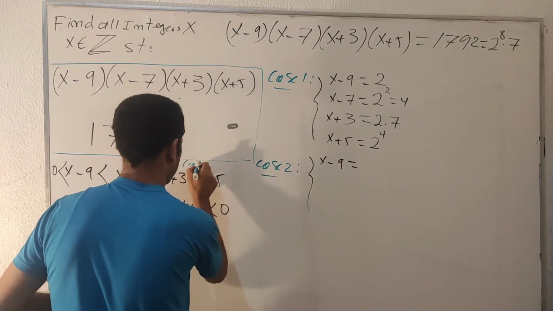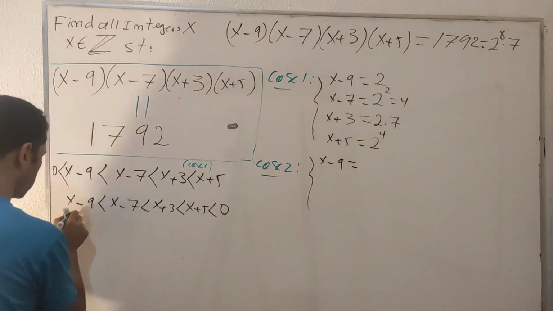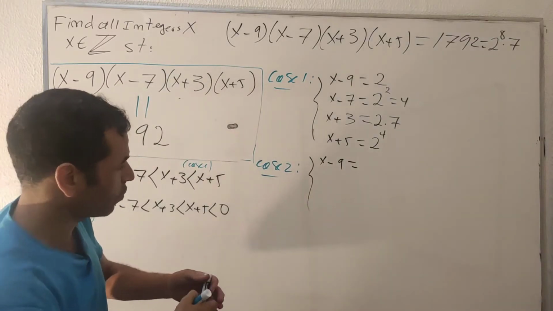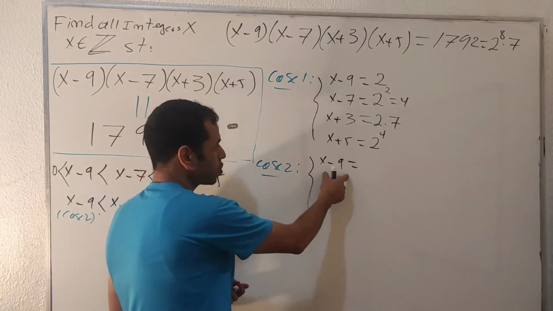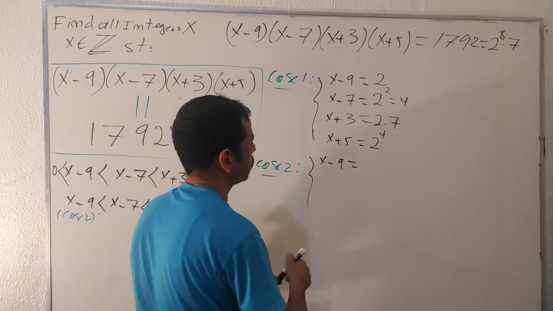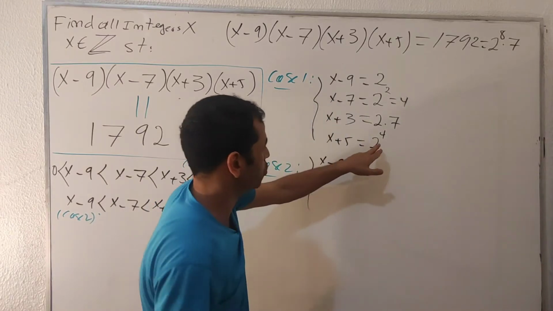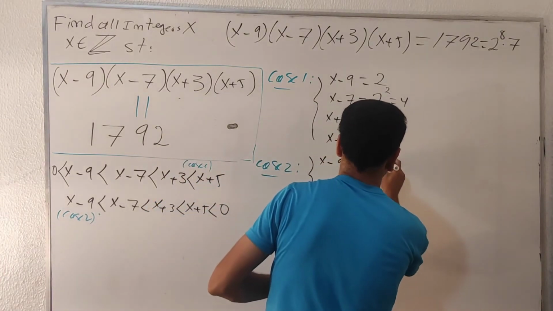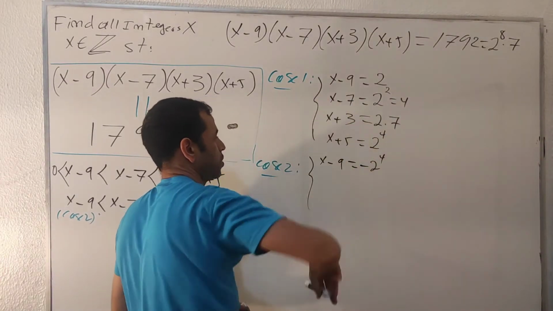This is case number 1. This is case number 2. Okay, so these terms are negative, which means this one is going to take the smallest value. The smallest value of this one is going to take this one with a negative sign, minus 2 to the 4, because we will have the same pattern here.